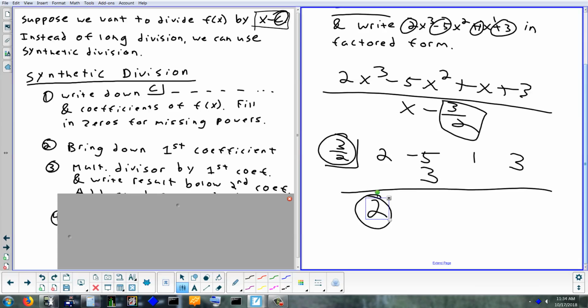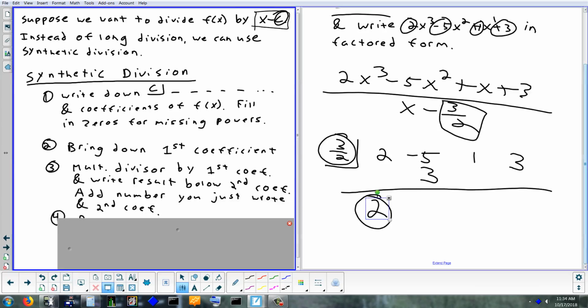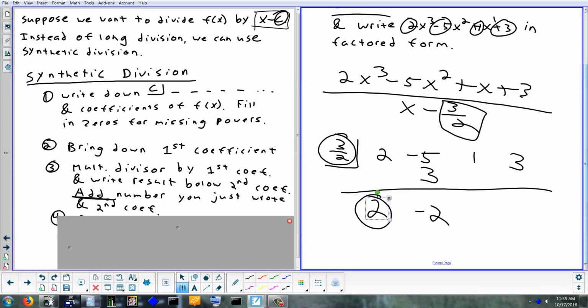Now, this is the part that's a little different from what you do in regular long division. In long division, you subtract your columns. Here you add. So take the two numbers that are in the column, -5 and 3, and add them up. So -5 plus 3 gives me -2.